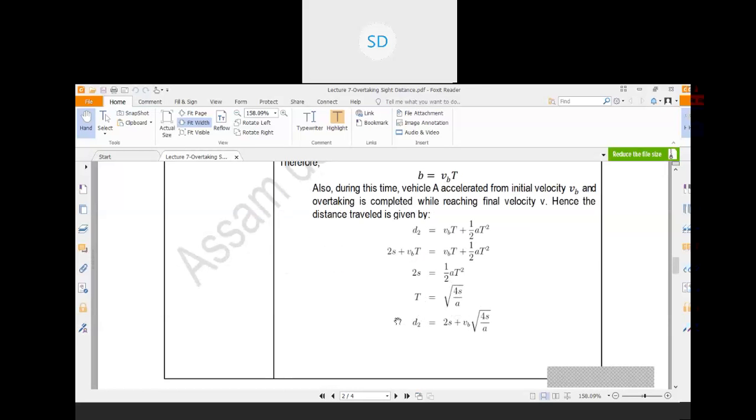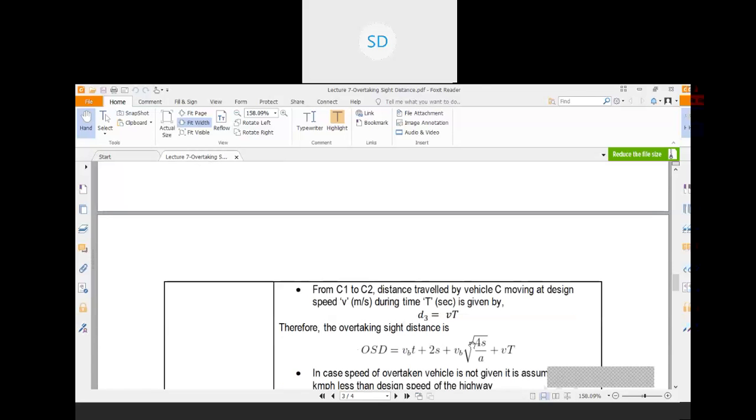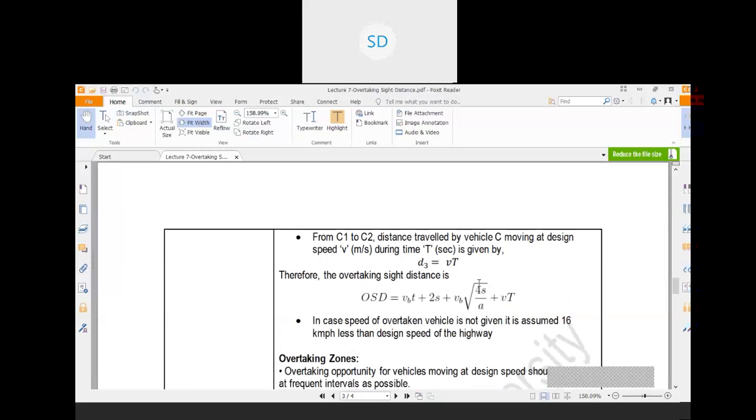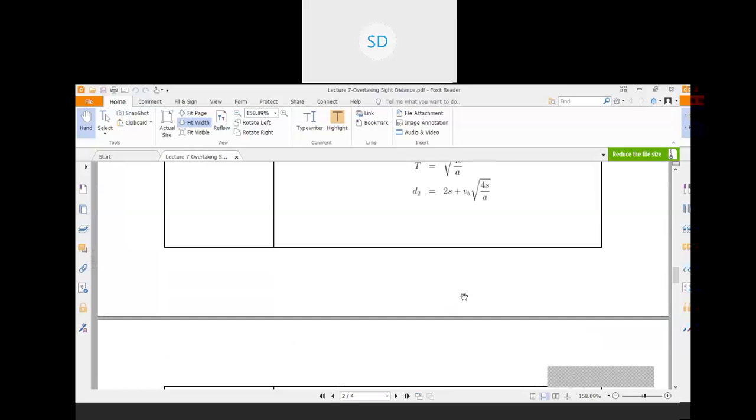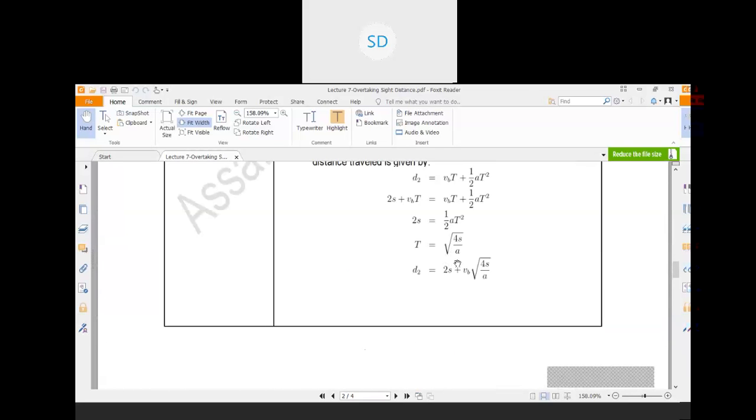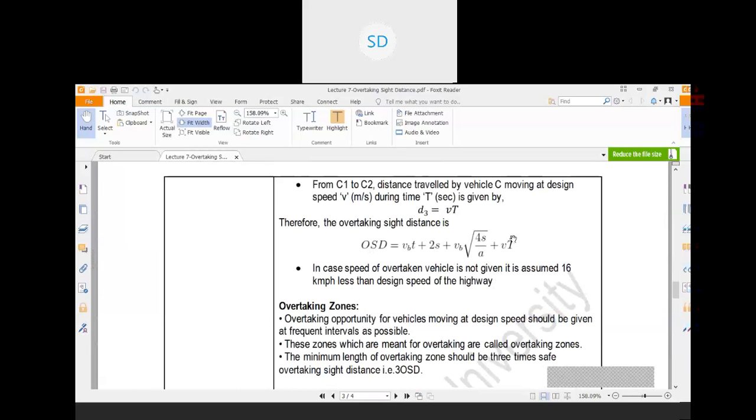From this equation, you find the value of T, because T is unknown over here. So you put the value of T in your d2 equation, that is 2s plus VB into T, and you get the final equation: d2 is equal to 2s plus VB into root over 4s by a. And whenever we are considering the opposite moving vehicle coming from C1 to C2, that total distance d3 is V into T. So your total overtaking sight distance is the addition of d1 plus d2 plus d3. Here d1 was VB T, d2 was 2s plus VB root over 4s by a, and d3 is V into T. So this is the total overtaking sight distance, where T is root over 4s by a.